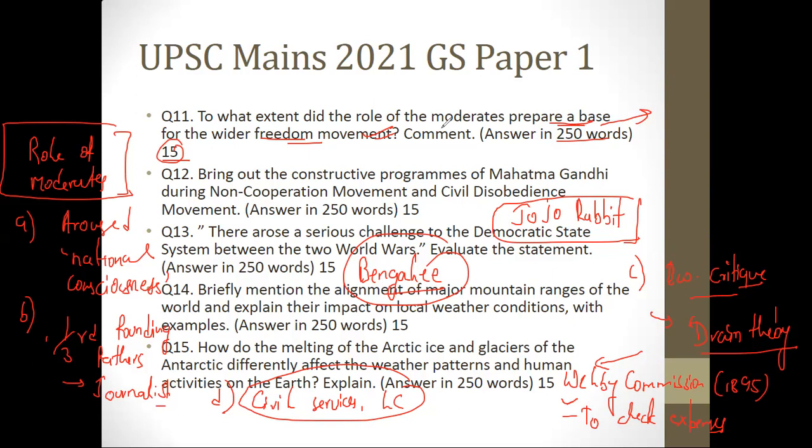So all these points you will talk about, and then you will conclude that via these points, we can say that they created a nationalistic base, which was used by leaders like Gandhiji for furthering the cause of India's independence. So this is it. If you write all these points, I think you will get good marks.